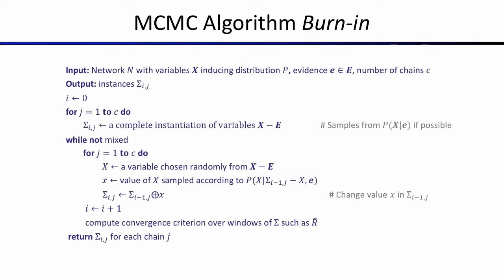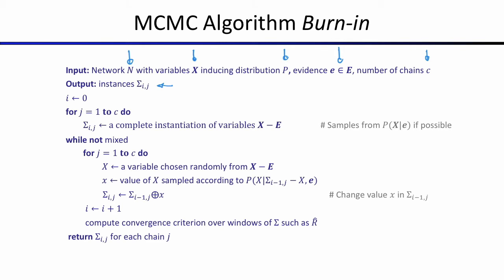So this is the algorithm for the MCMC, and this is the first part that they call the burn-in. The second part is the sampling. So we're going to take as input the network N with variables X, inducing a probability distribution P with evidence E, and also a number of chains C. So now we're going to simulate more than one chain at a time. And we're going to output some instances, at least one instance for each chain.